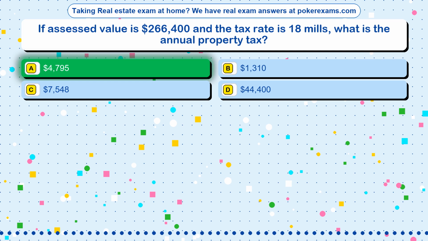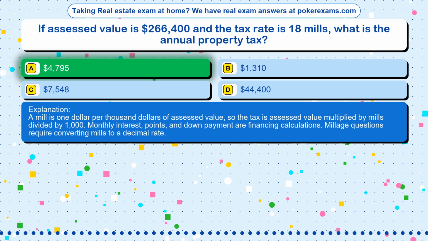The correct answer is option A, $4,795. A mil is $1 per $1,000 of assessed value, so the tax is assessed value multiplied by mils divided by 1,000. Monthly interest, points, and down payment are financing calculations. Millage questions require converting mils to a decimal rate.